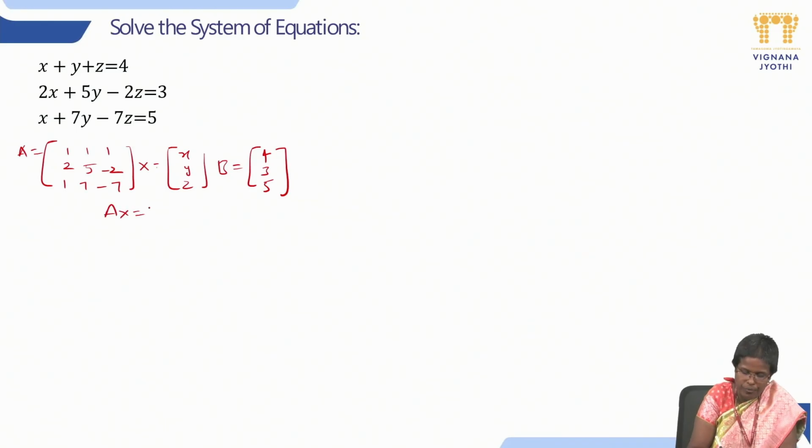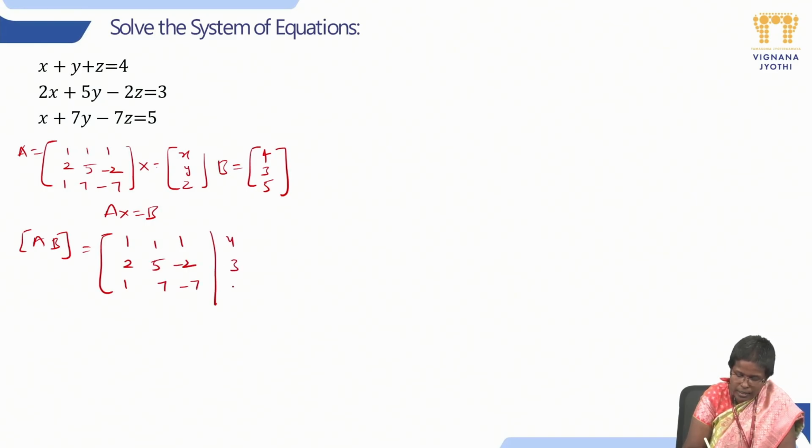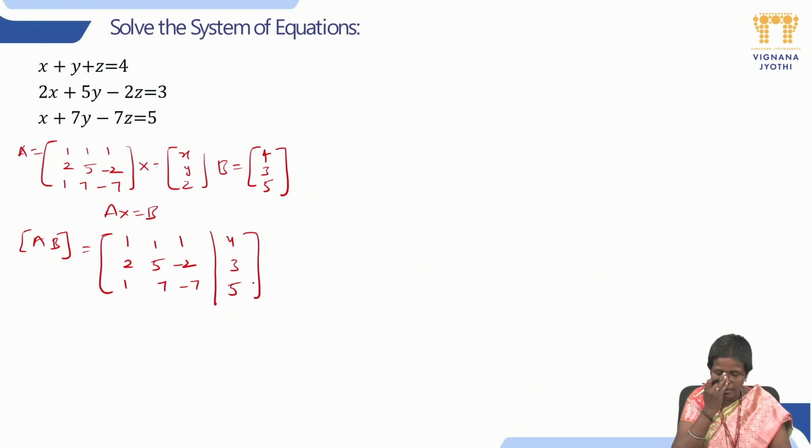Now we write the given system of equations in matrix form AX equals B. In order to solve the system of equations, we have to consider the augmented matrix [A, B]. What is the meaning of this? We write the matrix A along with B. This is nothing but 1, 1, 1, 4; 2, 5, minus 2, 3; 1, 7, minus 7, 5. This is the augmented matrix.